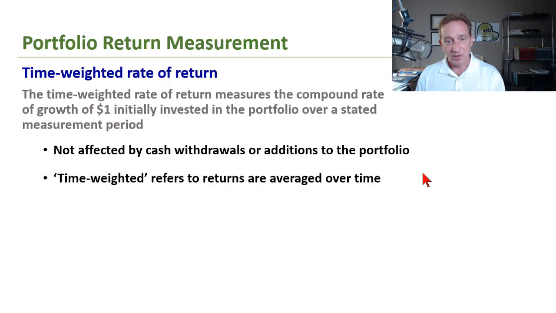The time weighted return measures the compound rate of growth of a dollar initially invested in the portfolio over a stated measurement period. Unlike the dollar weighted return, it is not affected by cash withdrawals or additions to the portfolio. So the definition reflects the label: it refers to returns that are averaged over time.